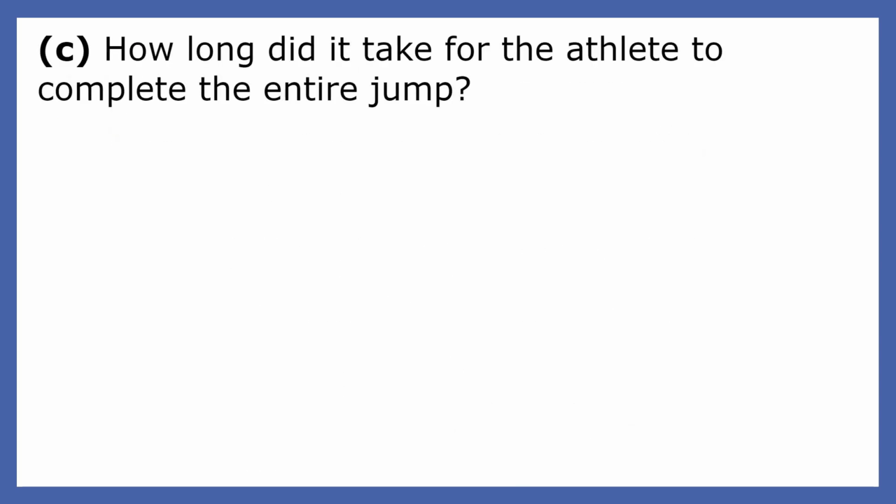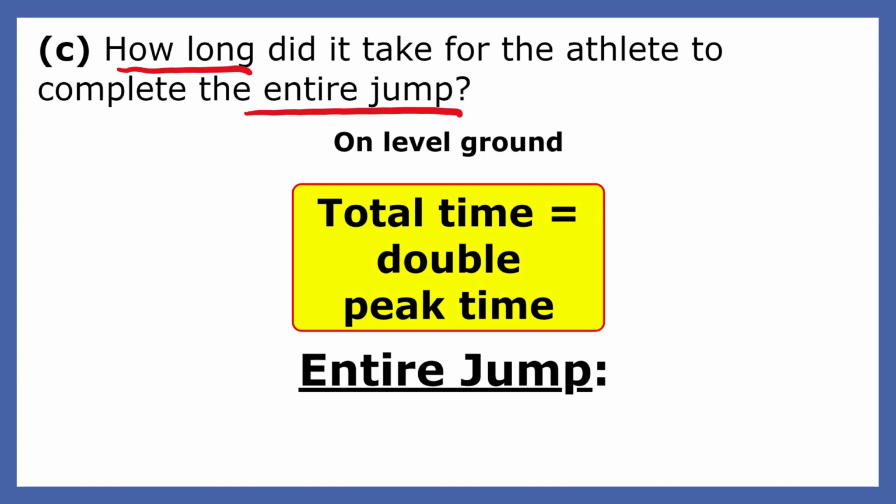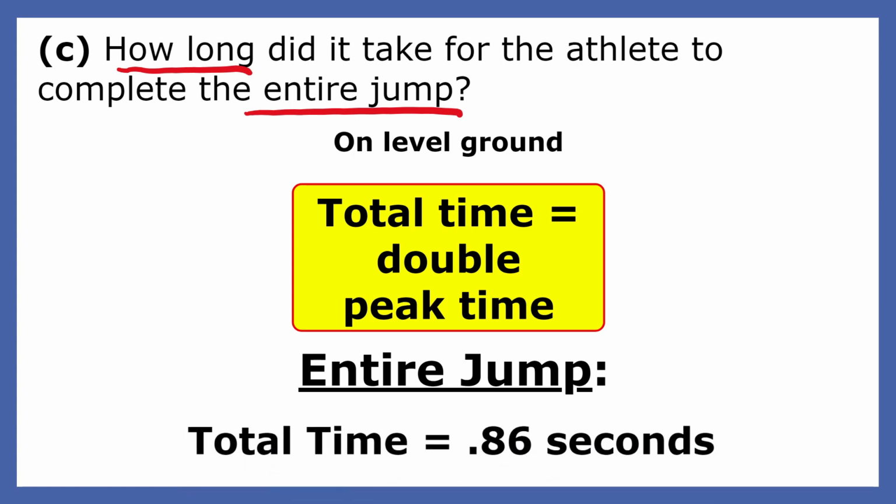Well, let's try another question. How long did it take for the athlete to complete her entire jump? Since the total time equals double the peak time, since it took 0.43 seconds to get to the peak, then the whole trip would be 2 times that, or 0.86 seconds.